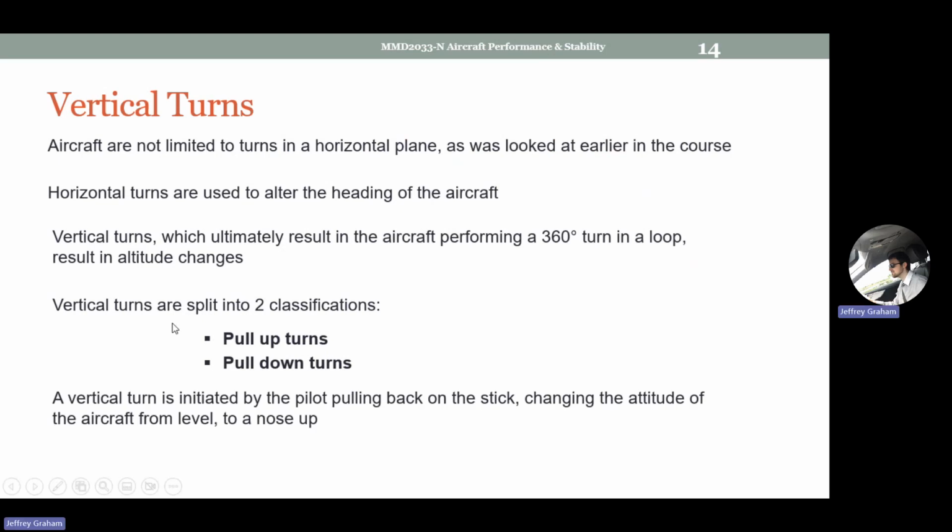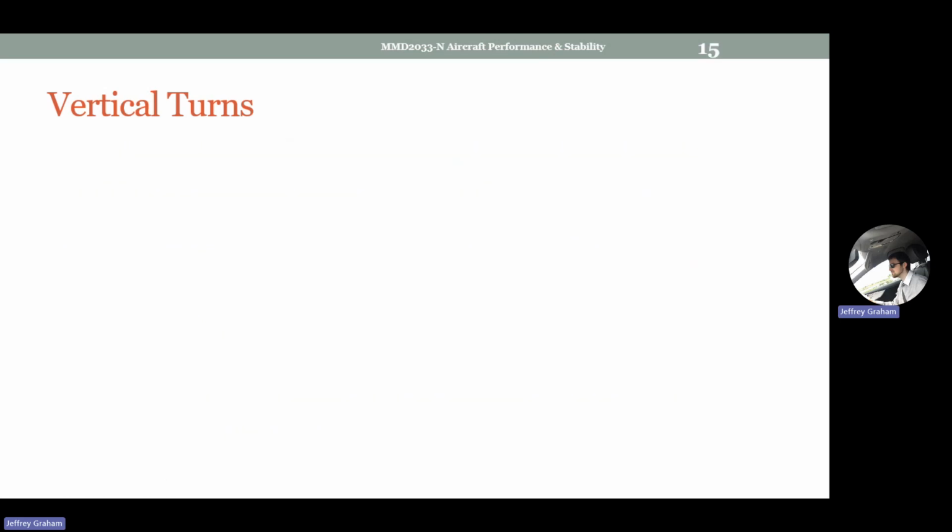Right, so vertical turn. This is where the analysis is going to come from. A vertical turn is initiated by the pilot pulling back on the stick. So the pilot pulls back on the stick, we change the position of the nose, and the aircraft will start to climb.